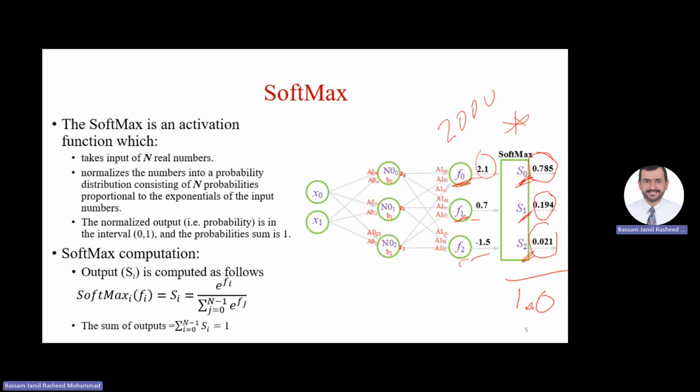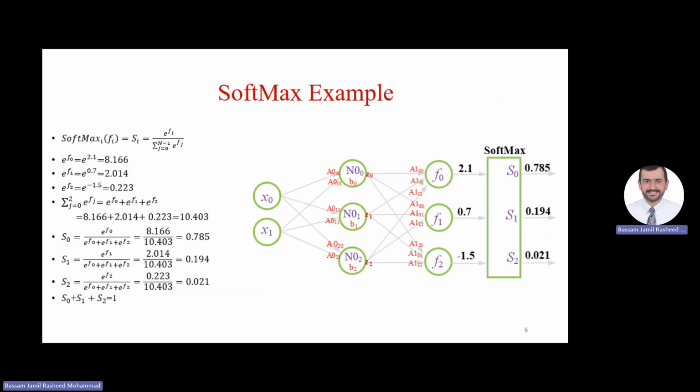So then we ask, how do you compute those softmax? Well, the softmax is computed via a simple formula. Follow me. The output of the original neural network: 2.1, 0.7, minus 1.5.